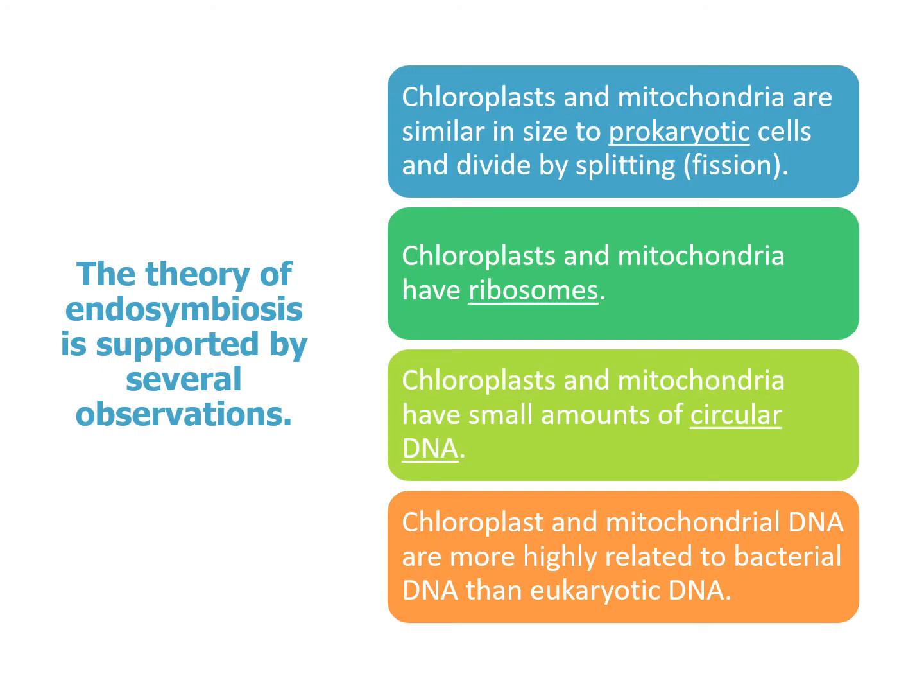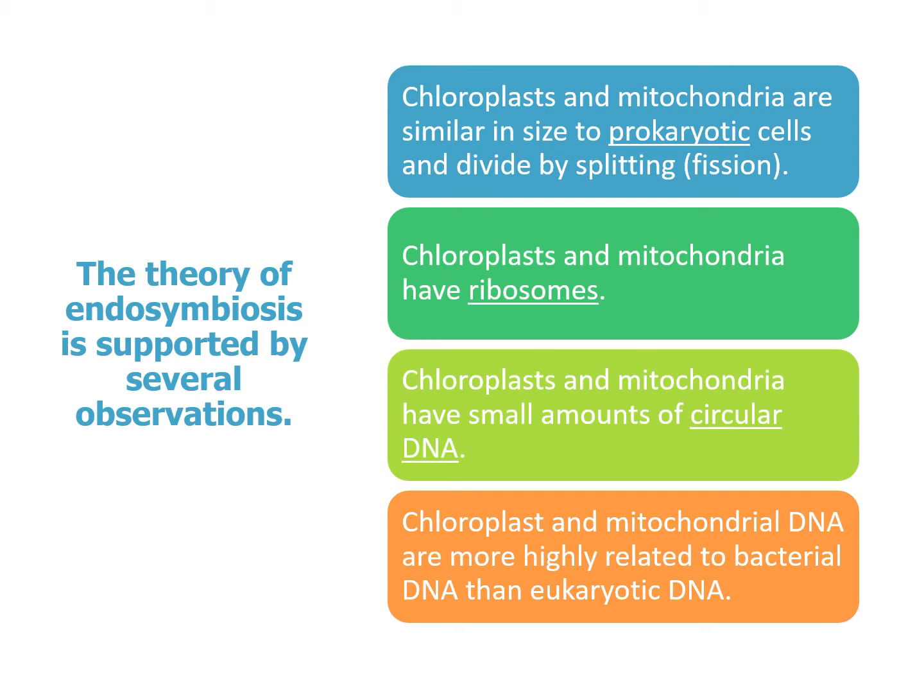The theory of endosymbiosis is supported by several observations, and here are four of them. Chloroplast and mitochondria are similar in size to prokaryotic cells and divide by splitting, or something called fission. Chloroplast and mitochondria have ribosomes. Remember, those are closely associated with protein processing. They have small amounts of circular DNA. And their DNA is more highly related to bacterial DNA than eukaryotic DNA.